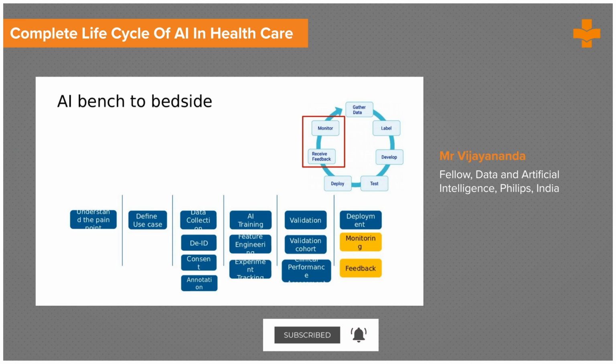This monitoring, receiving feedback, validation, training, etc. is not just one time. It's an iterative process where we gather data from the feedback and use it for further labeling and to further fine-tune the algorithm, so that we reach an accuracy that is closest to the actual ground truth.